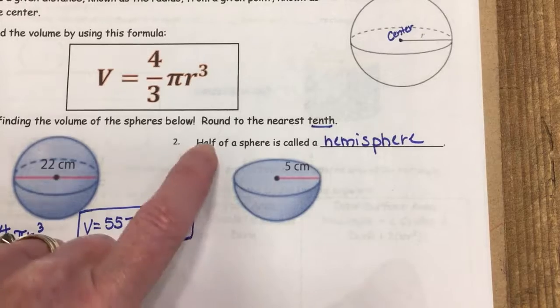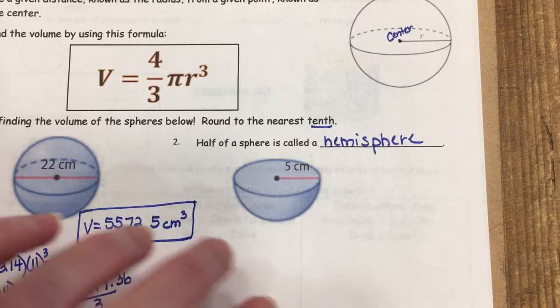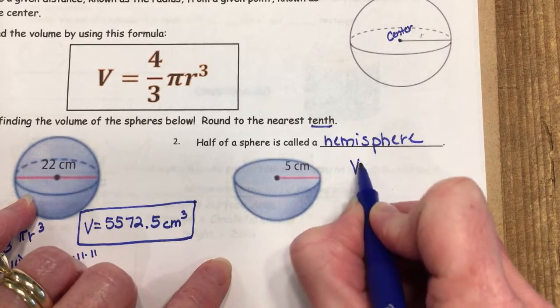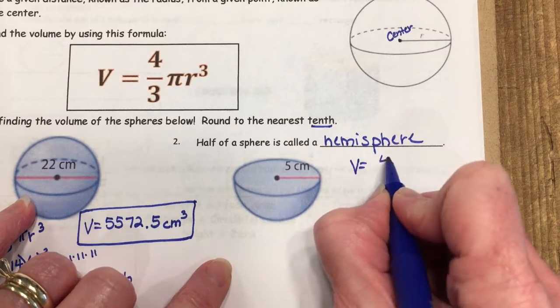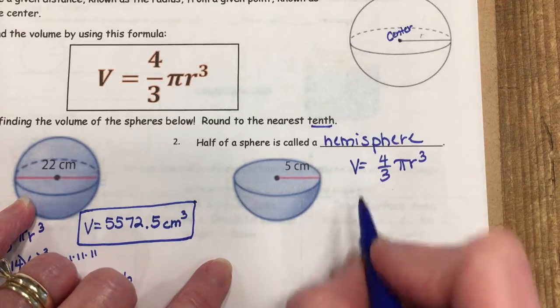All right, so if it's half a sphere, then what do you think you're going to do? You're going to find the volume, and then you're going to do what? Cut it in half. Perfect. All right. So volume is 4/3 pi r cubed. So let's start with that.